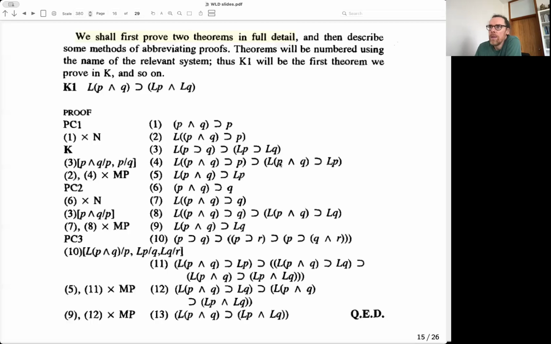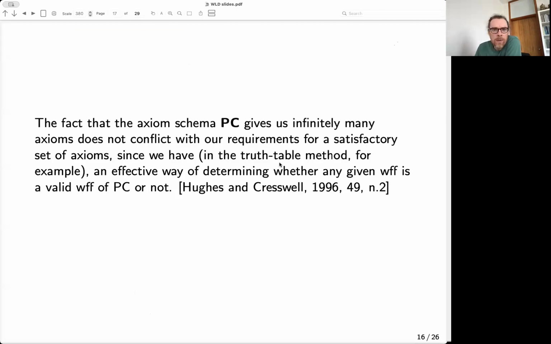And Hughes and Creswell are very close to being explicit that this is fine. It certainly doesn't seem to be something that they just overlook. They say in this footnote, the fact that the axiom schema PC gives us infinitely many axioms does not conflict with our requirements for a satisfactory set of axioms, since we have in the truth table method, for example, an effective way of determining whether any given formula is a valid formula of PC or not.